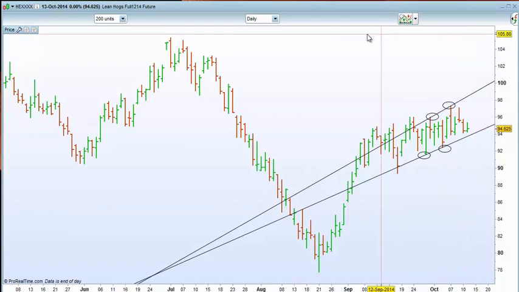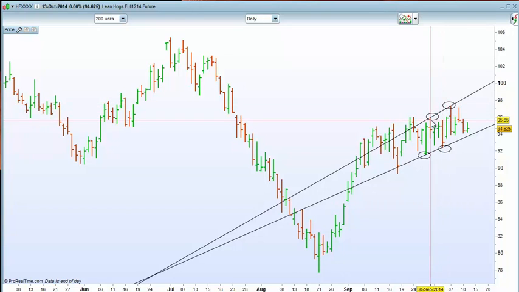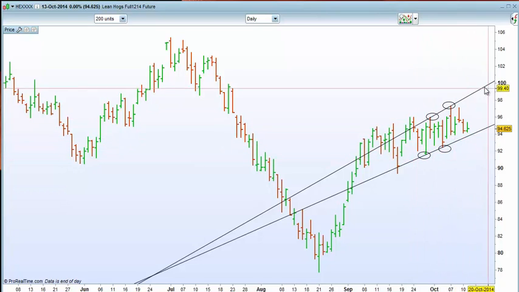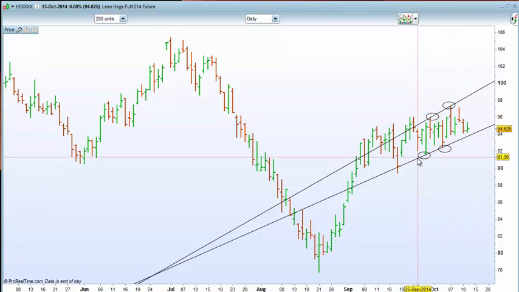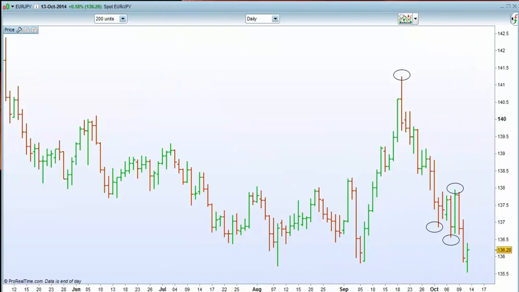Okay, here we have lean hogs. So you see here I've circled again the two latest swing highs and the two latest swing lows. So we have higher swing highs, one swing high here, a higher one here, one swing low here, another swing low here, but again, higher lows. So higher highs and higher lows, we have an uptrend. I connected them with lines so you can see that the price is projecting upwards. So we would say that lean hogs is also in an uptrend at the moment.